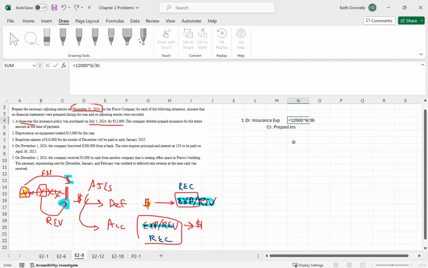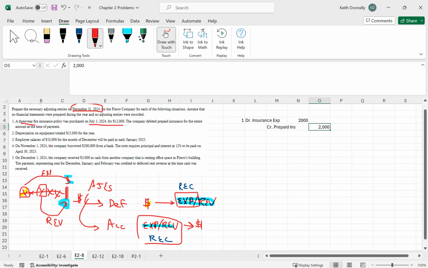So there's 12 months in a year. 12 plus 12 plus 12 is 36. We bought it halfway through the year, so we used 6 months, right? So 12 we paid, we used 6 of the 36. Hey, $2,000 is going to be the amount. All right, that's great. We got 1 done there.